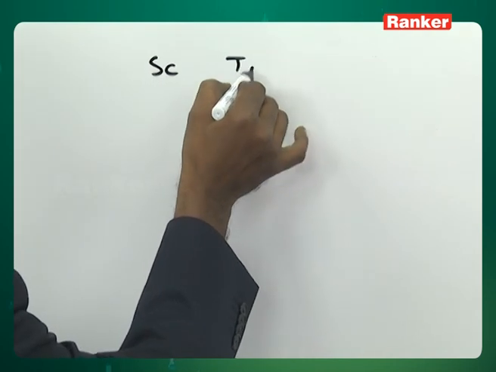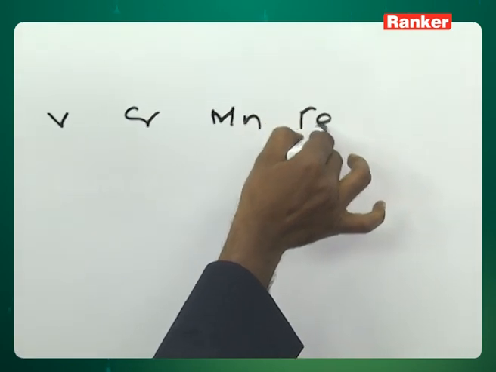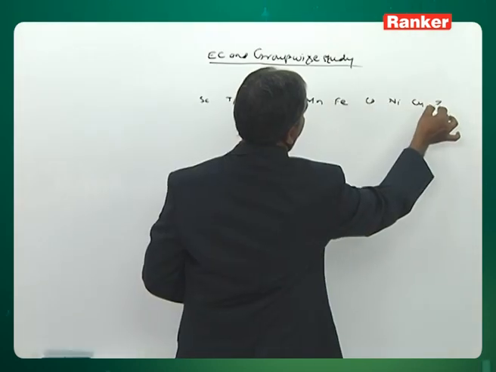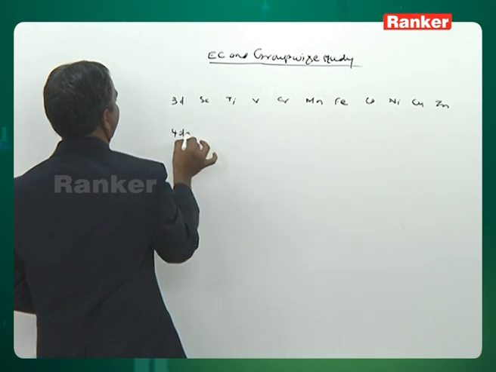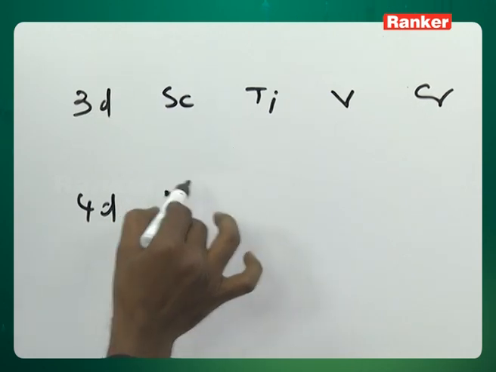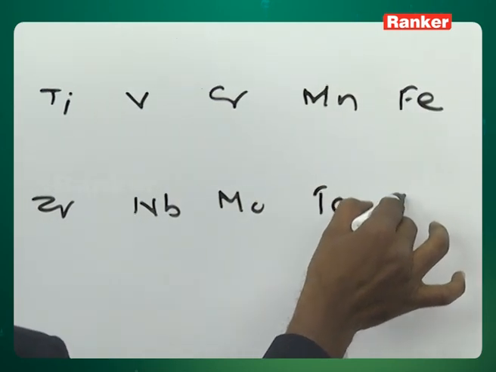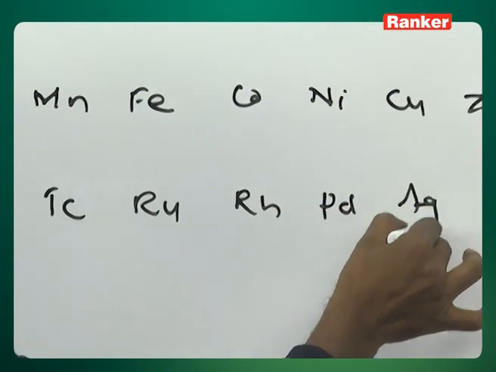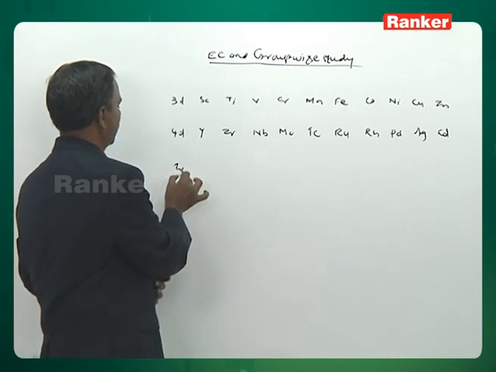Now, in the case of scandium, titanium, vanadium, chromium, manganese, iron, cobalt, nickel, copper and zinc, let me say it is the 3D series. Next, the 4D series: yttrium, zirconium, niobium, molybdenum, technetium, ruthenium, rhodium, palladium, silver and cadmium. Next, let me say the 5D series of elements.